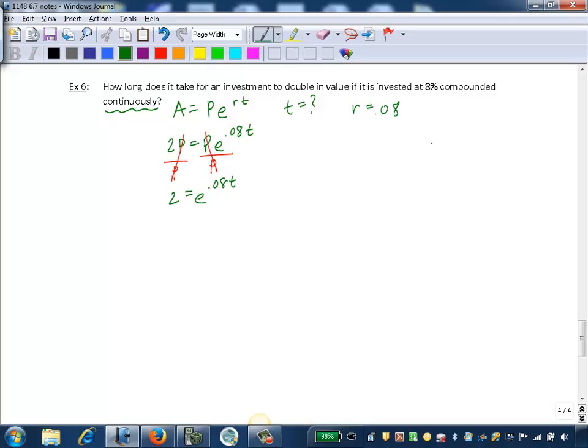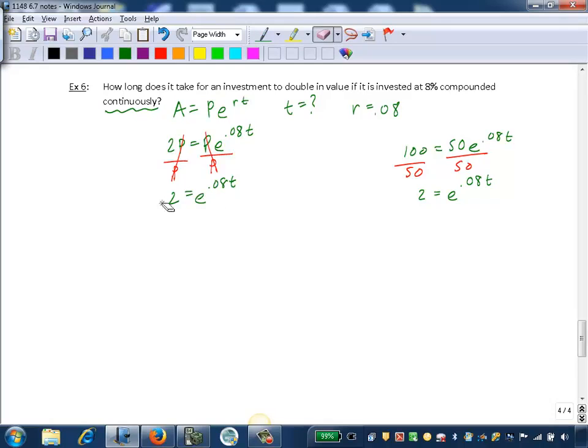But again, you could do any example. If you started with $50, you'd have 50 e to the 0.08T. If you double the 50, that would give you 100. Well, if you divide both sides by 50, you're still going to be left with, on the left, a 2. Those 50s would divide out, and it's e to the 0.08T. So if it's talking about doubling or tripling, you can pick whatever you want, or just pick a generic P, and then put 2P for doubling, or 3P for tripling, etc.